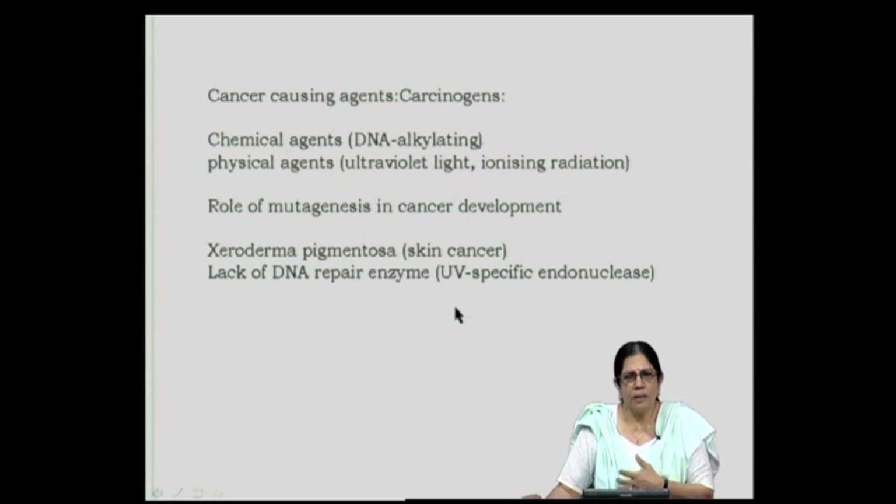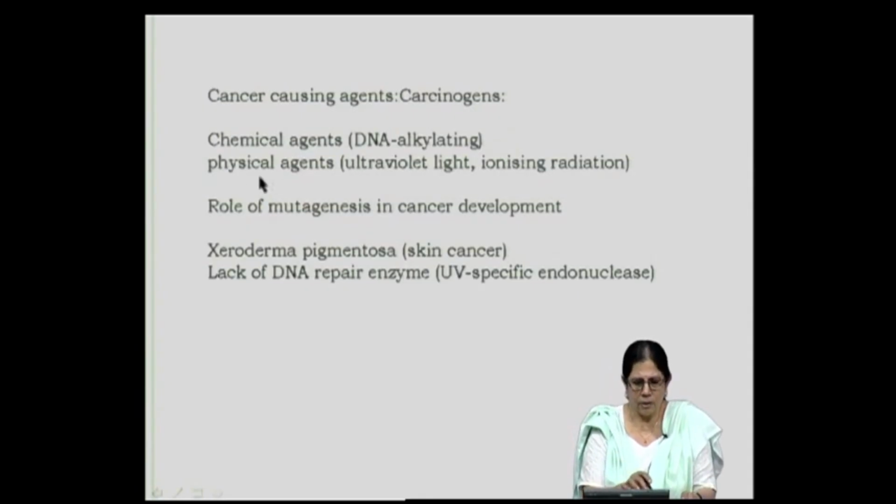Now, there must be some agents which we know are carcinogens, cancer causing agents, which are responsible for inducing mutations. Chemical agents which could be DNA alkylating, that means DNA modifying agents, or physical agents such as ultraviolet light and ionizing radiation. Now, these are carcinogens.